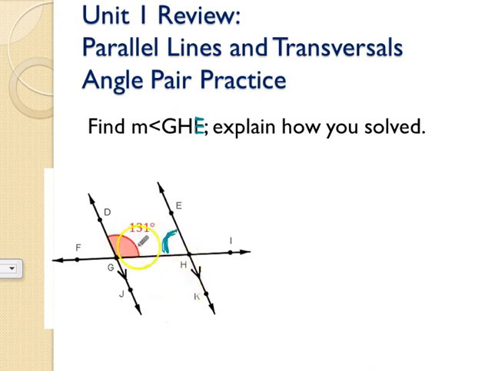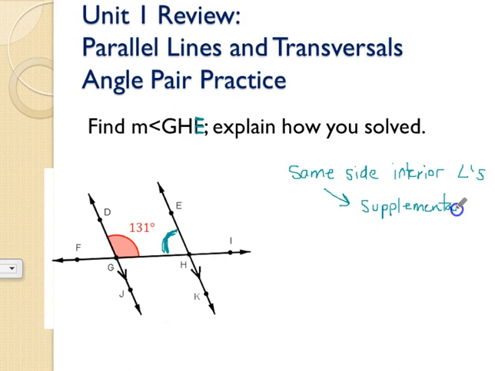We can. So first of all, what are these two types of angle pairs? What is this angle pair? They can be called same side interior angles. They're on the same side of the transversal and they're interior to the two parallel lines. So they're same side interior angles. And what do we know about same side interior angles? They're always going to be supplementary. They're always going to add up to 180 degrees. That's what supplementary is. They add up to 180 degrees.